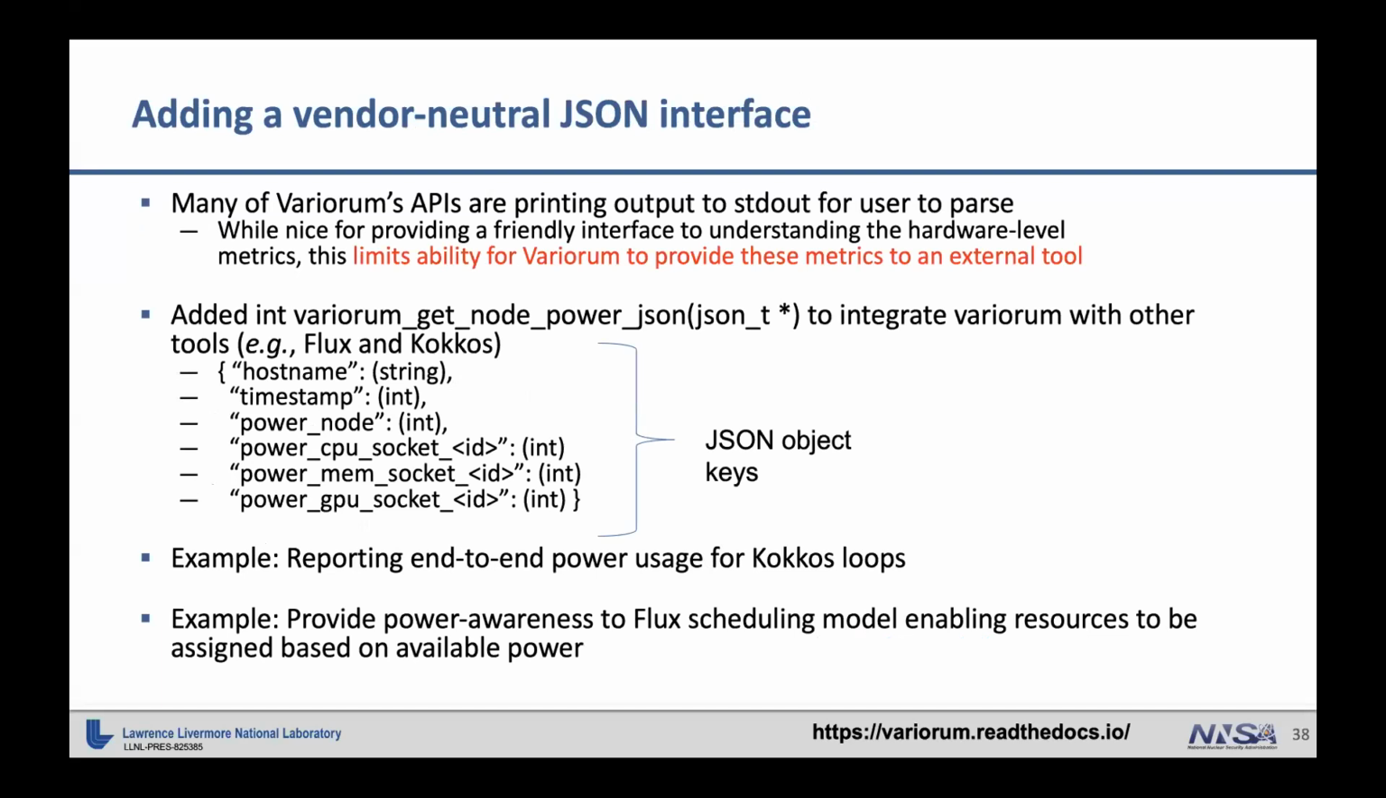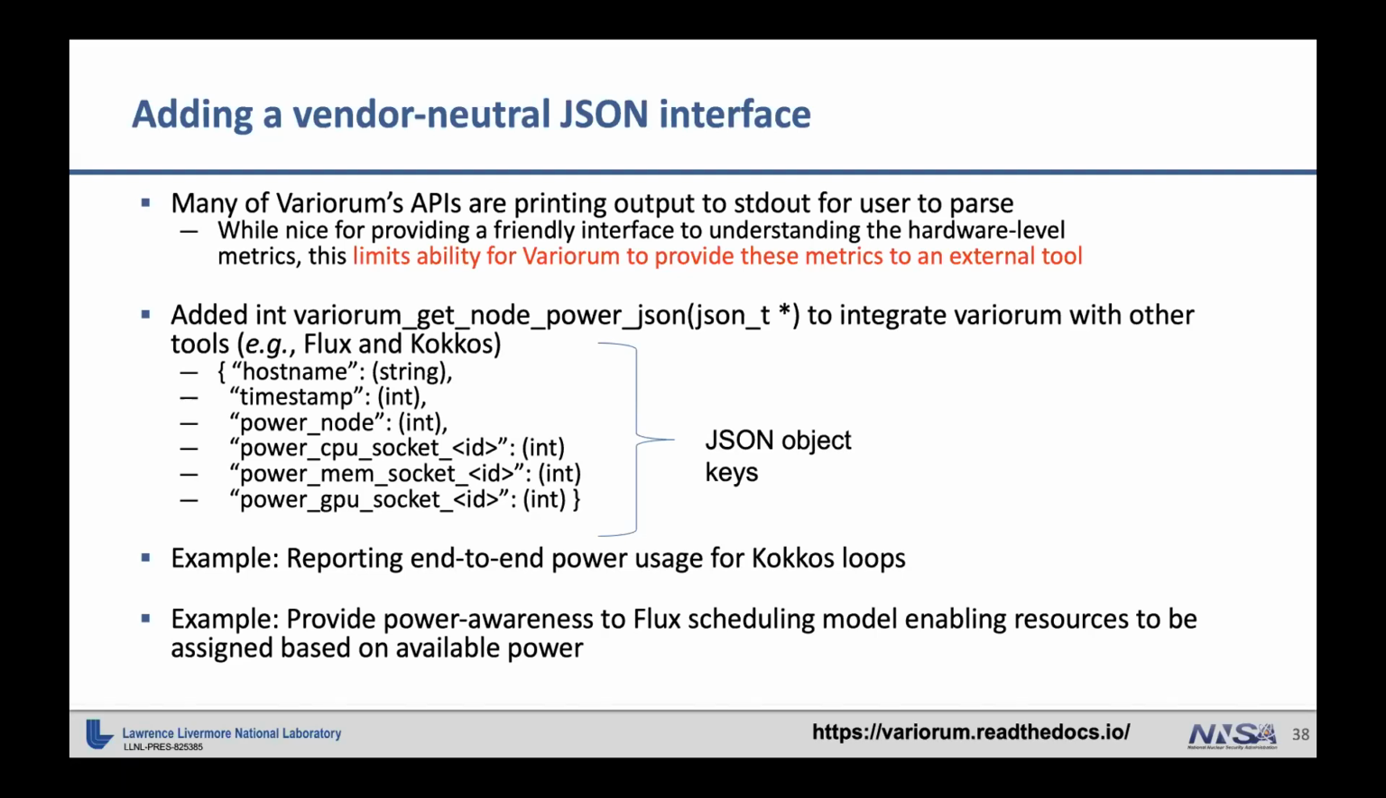So one of the things you might notice is that many of the APIs in Variorum are for printing our output to standard out for the user to parse and to understand what's going on. We think that while it's nice to have that functionality for our users to just understand the hardware level metrics, it does limit Variorum's ability to provide these metrics to another tool so that they can use it to make its decisions. So this is why we added a JSON interface to Variorum, and we're starting to build this interface to be vendor neutral, of course.